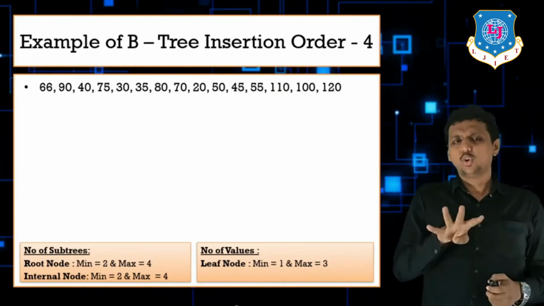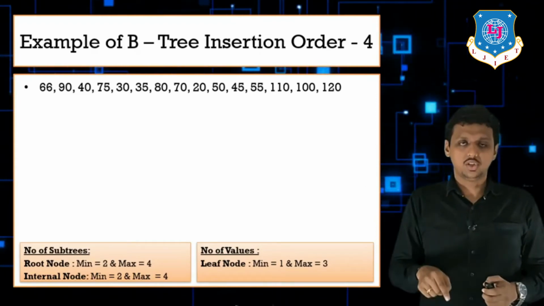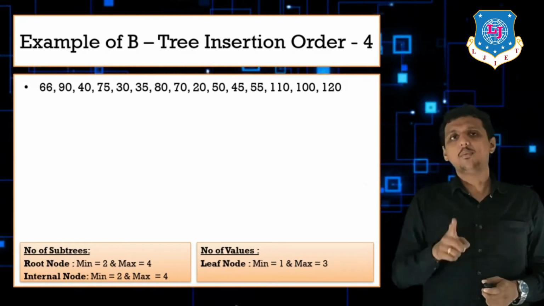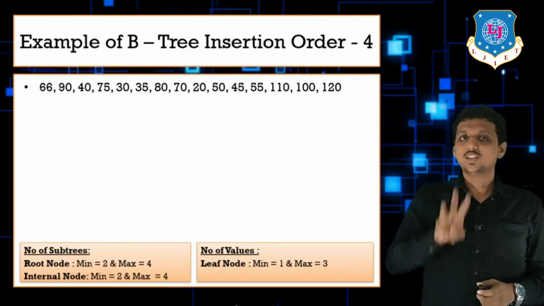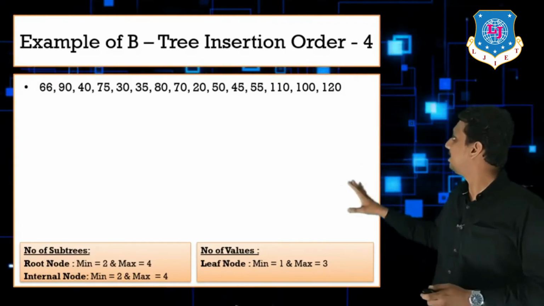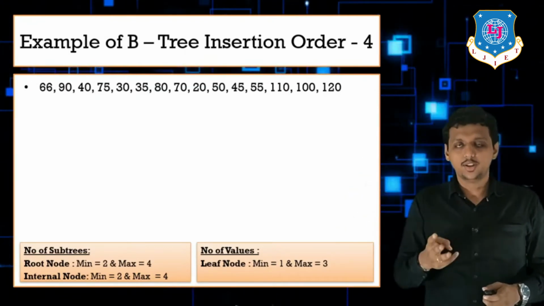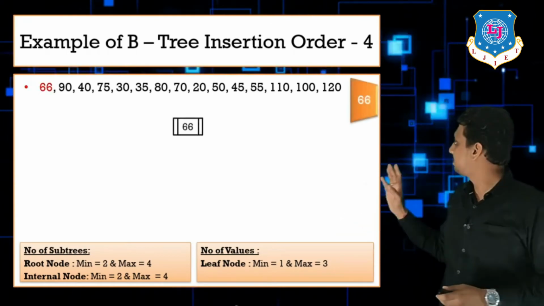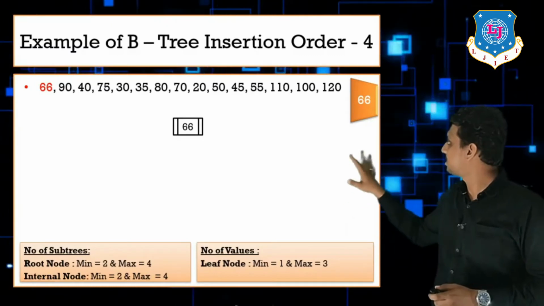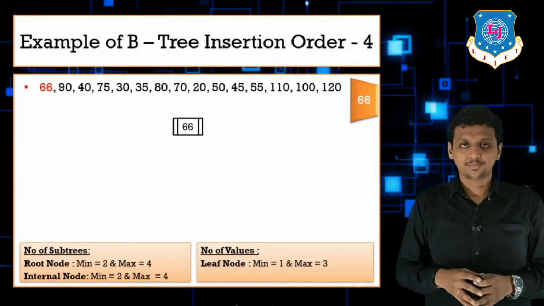Students, order is 4, so we can store how many values in each node? My question is that if my order is 4, then we can store how many values in each node? We can store, students, 3 values in each node. Okay, so here order is equal to 4, so students, we can store 3 values in each node. So here it is. This is my first value, that is 66. Okay, this is my first element in root node.